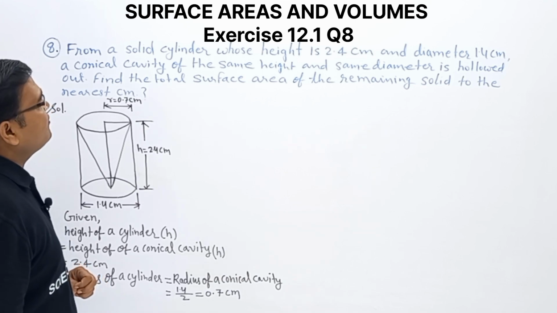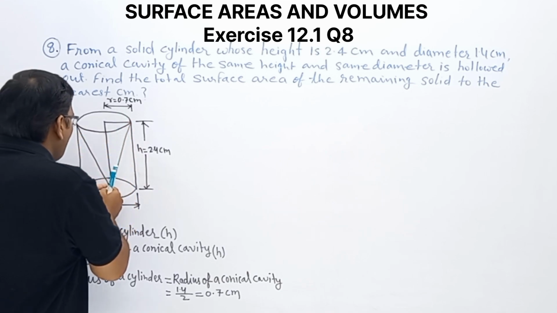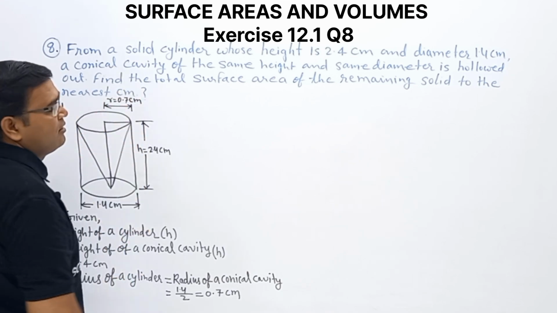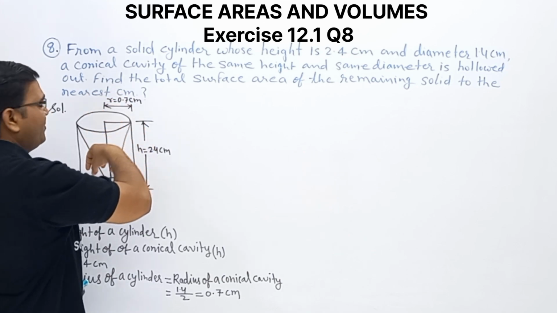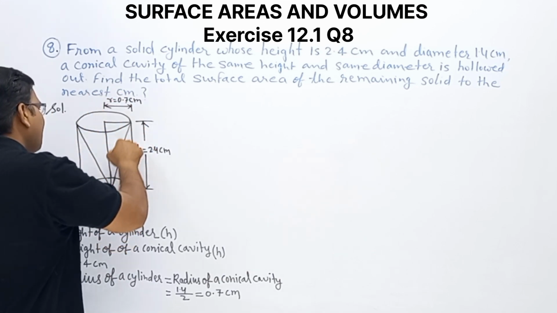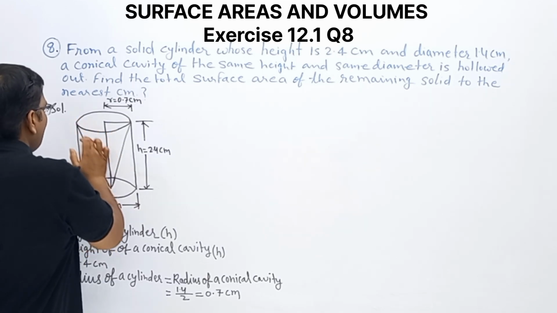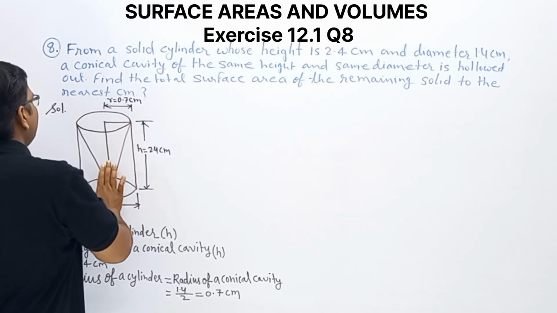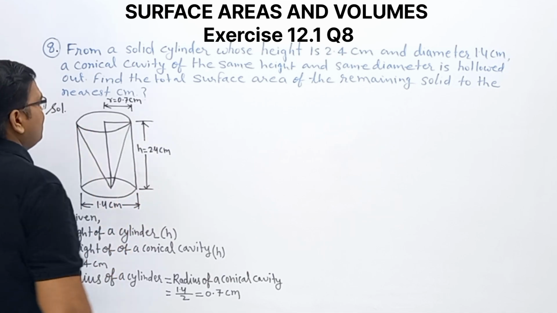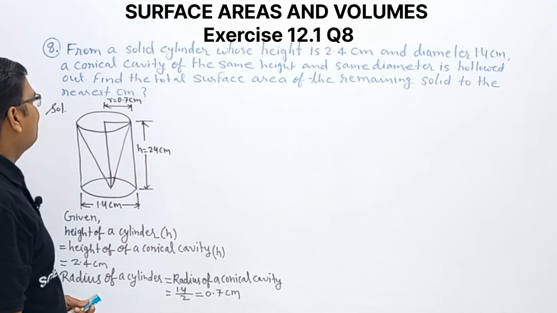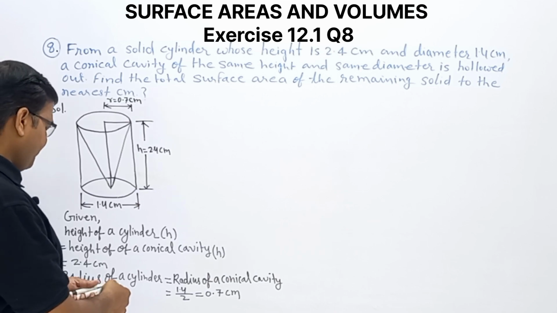Find the total surface area of the remaining part. Once we remove this conical cavity from this solid, there is a hole. We get a shape like this. Clear? This part is not there, we are getting only this part. Now what do we want? The total surface area of the remaining solid.